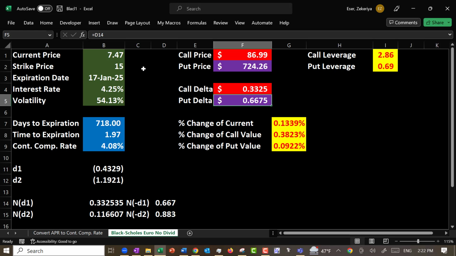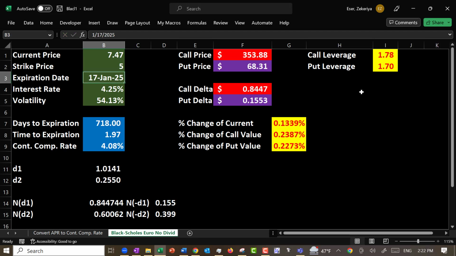Normally, you don't look at the delta of such a deep in the money option. For example, let's think about that $5 put. Now, the $5 call is a much lower leverage, but now it's in the money. The more in the money an option is, the less of a leverage speculation instrument it is.